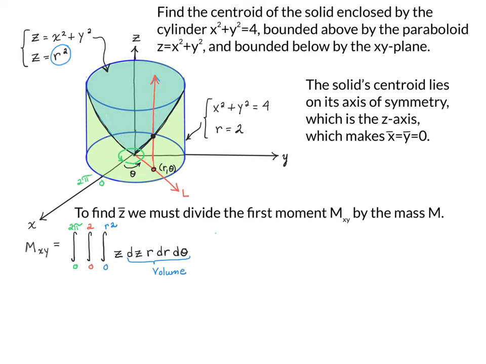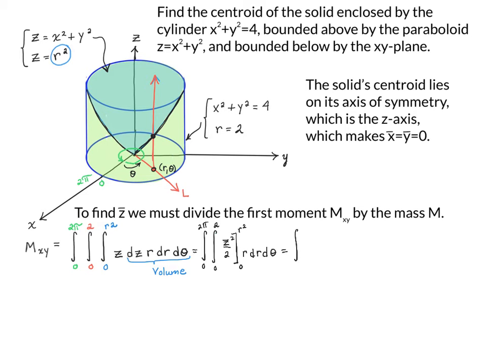Okay, so let's start our integration. And we'll have 0 to 2 pi and 0 to 2. And we'll integrate with respect to z, and we get z squared over 2 from 0 to r squared. And don't forget the r, dr d theta.